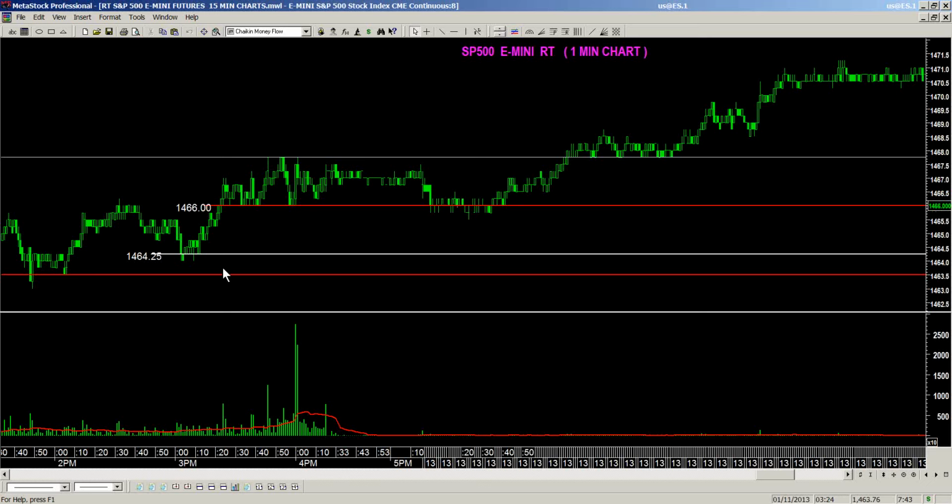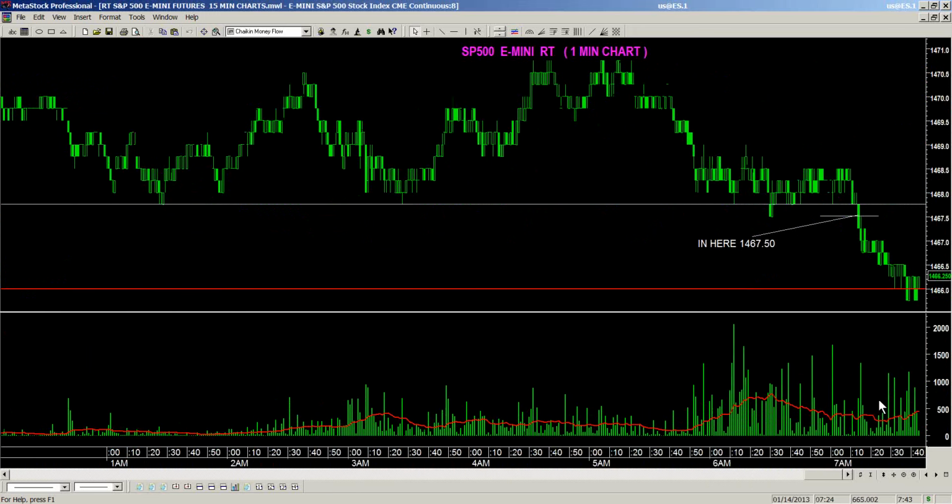On a 1-minute chart, price profit target is 1464.25. As we speak, prices are trading at 1466.25. Nice volume on the way down here.